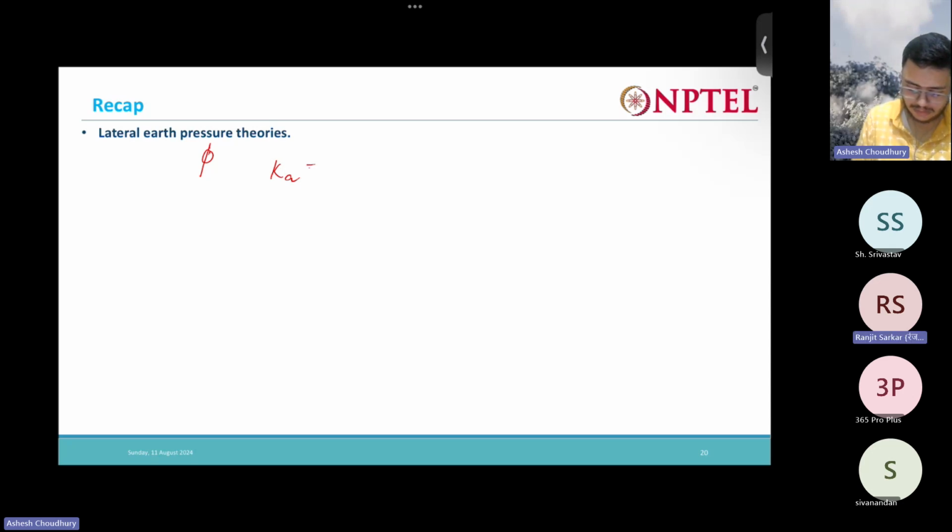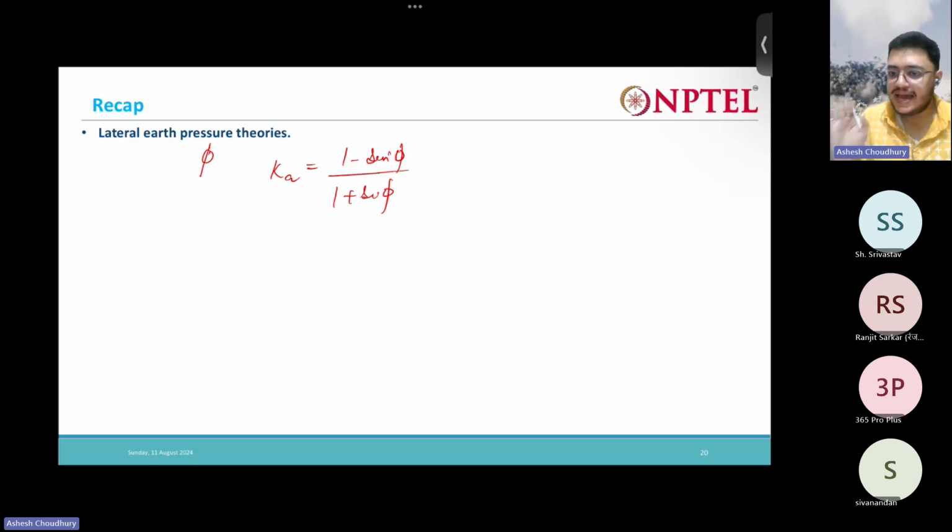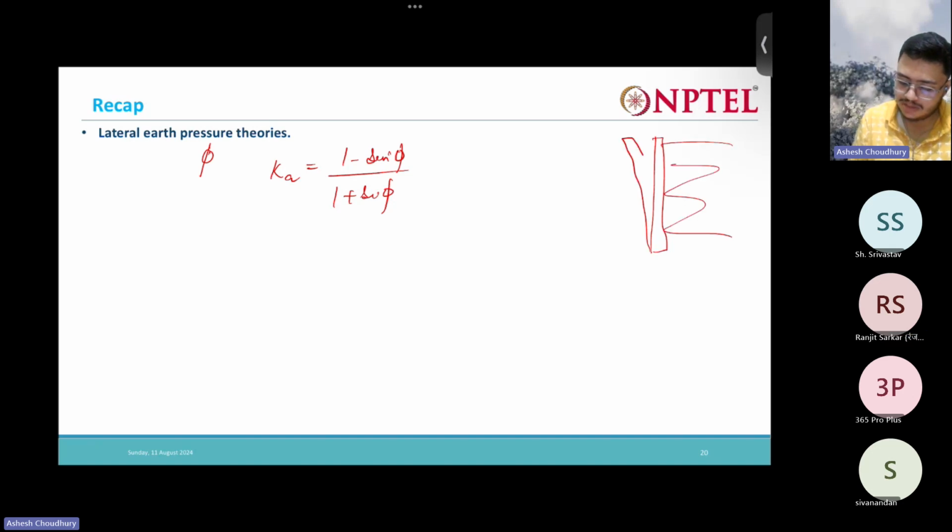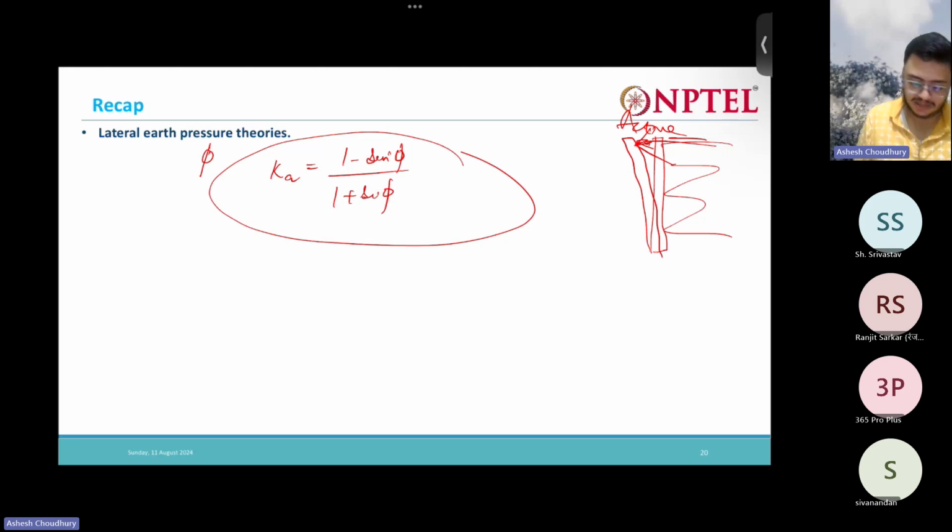Ka is 1 minus sin phi by 1 plus sin phi. Kp, the passive earth pressure coefficient, is 1 plus sin phi by 1 minus sin phi. But I am asking about Ka. Generally, only the active case is going to get mobilized, right? You have the wall here, you have the soil here, so the soil will tend to move away from the backfill. So that is the active case. That's why we are focusing on the active case.